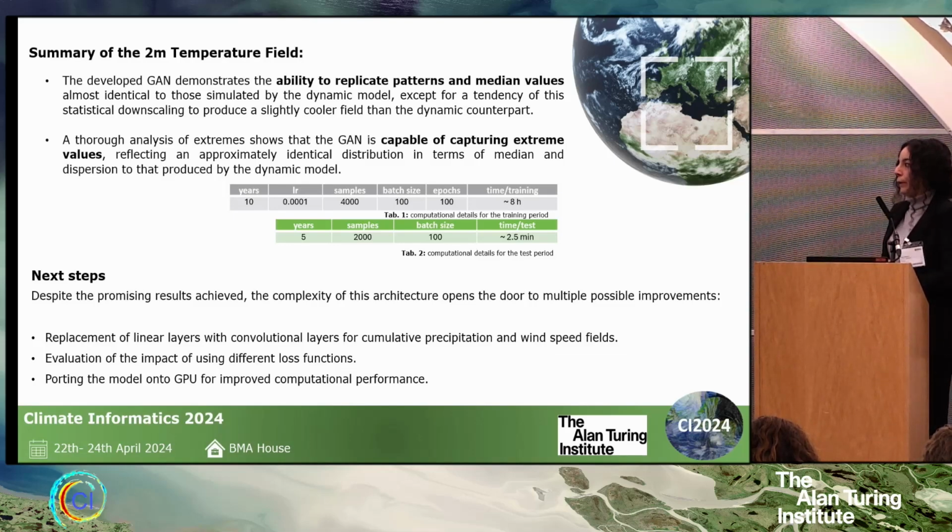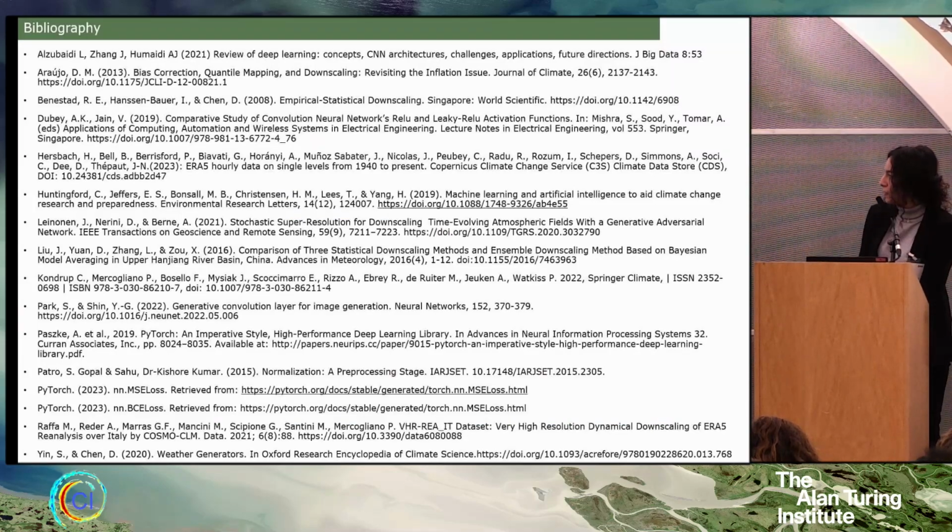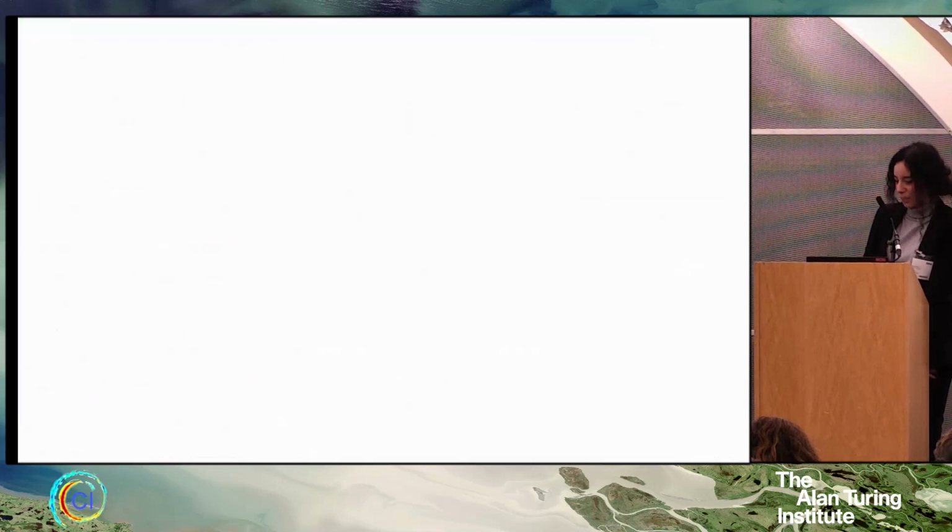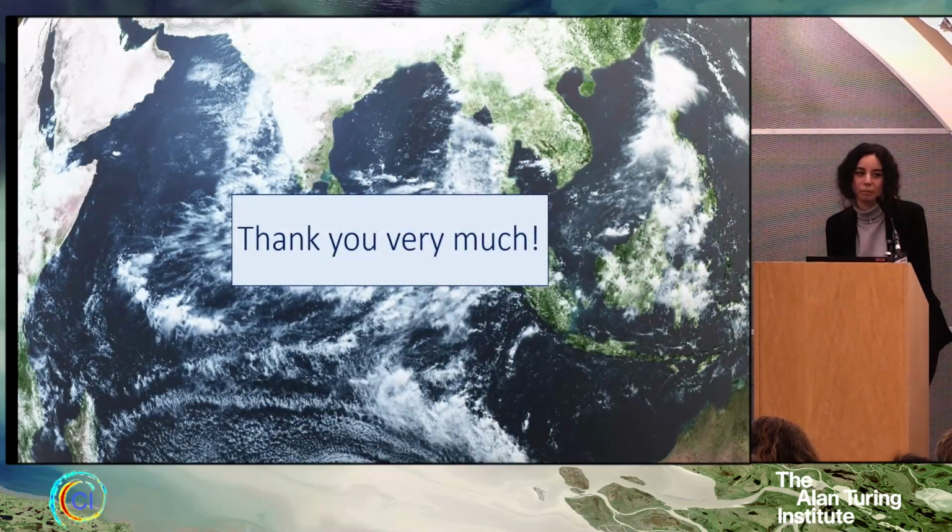About the next steps, I would like to replace the linear layers with convolutional layers for total precipitation and wind speed, because for temperature linear layers are okay, but for total precipitation and complex fields in general it is better to use convolutional layers. I also want to evaluate the impact of using a different loss function and porting the model to GPU to improve computational performance. Here I report some bibliography, and thank you so much for your attention.